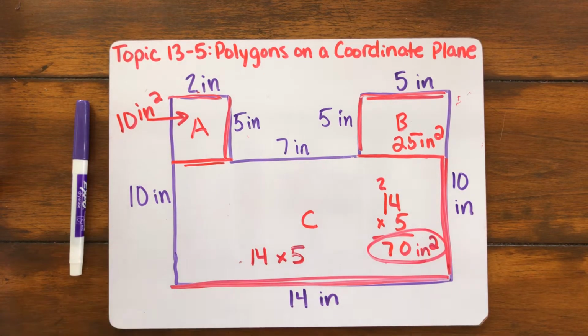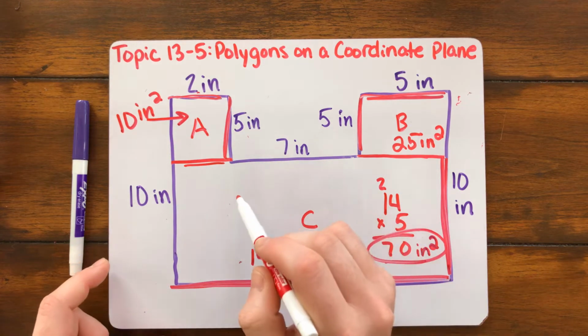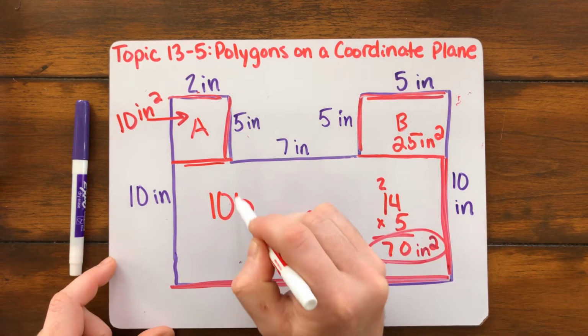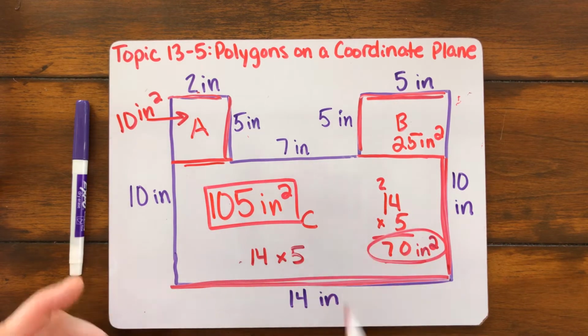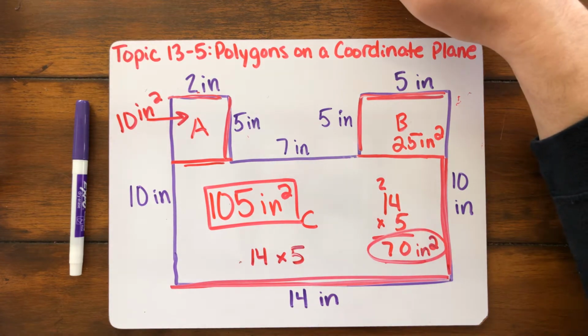We add 10, we add 25, we add 70. 25 plus 10 is 35. 70 plus 35 is 105 inches squared as our total area. And if you broke it up the other way, you would still get 105 inches squared.